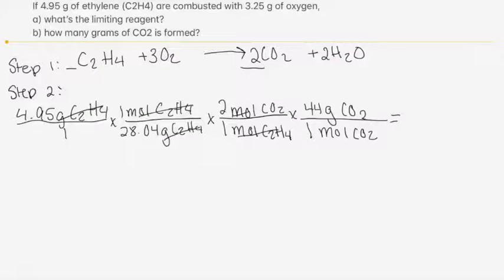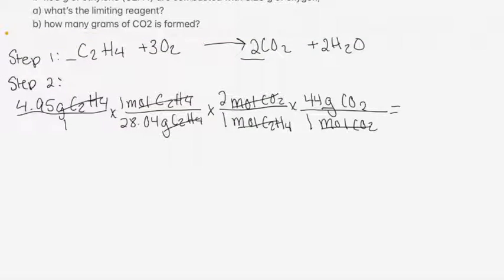So now let's double check that our units cancel. Here we have grams, and that cancels with this grams, and here we have moles, and that cancels with this moles, and here we have moles, and that cancels this moles, and then we're left with grams, which is what we want. So now we're going to plug it into our calculator. I'm going to do 4.95 times 2 times 44, which comes to 435.6, and I'm going to divide it by 28.04, and then I end up with 15.53 grams.